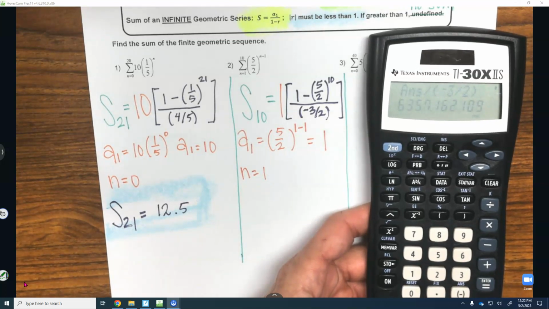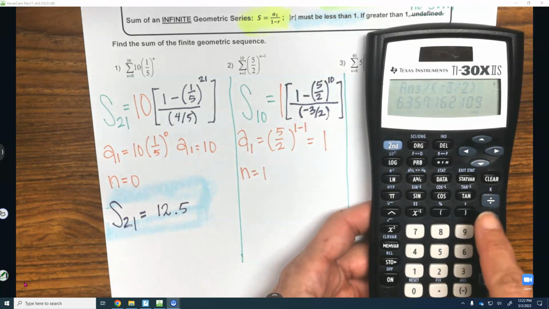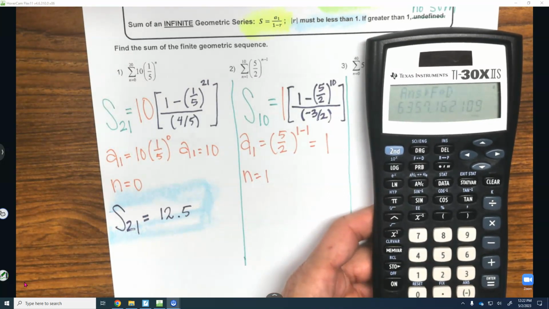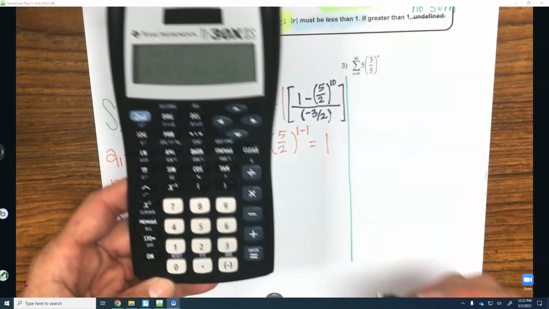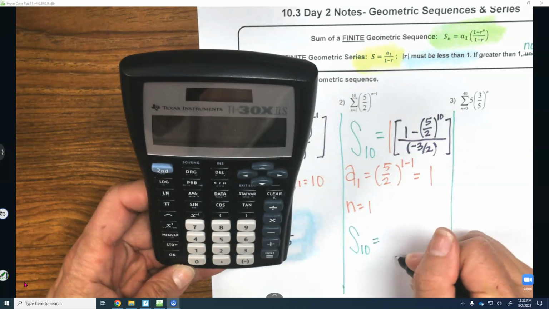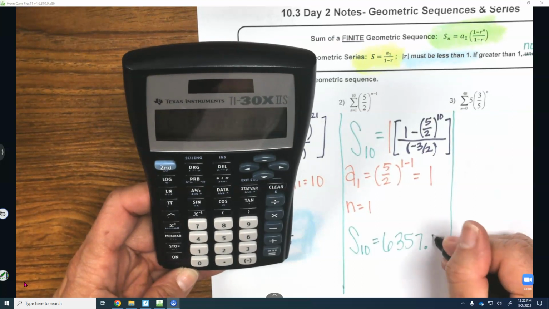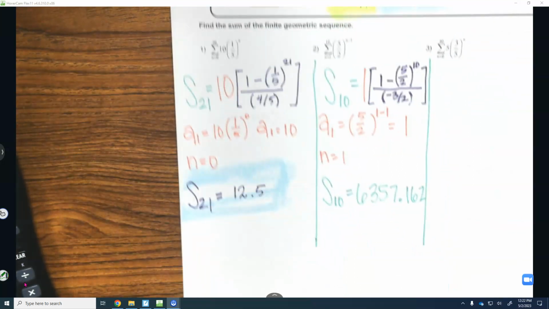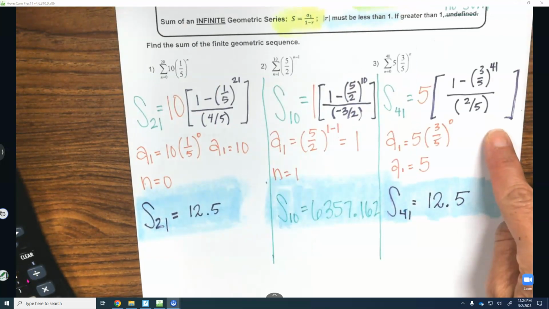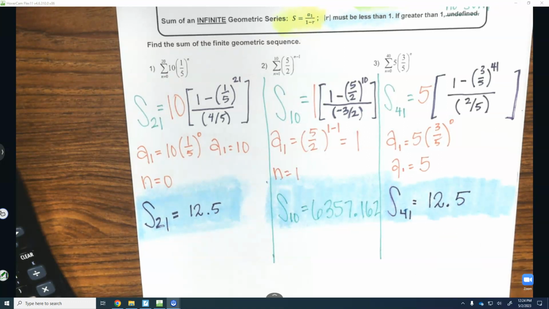Now listen, earlier today I did try to convert this to a fraction because we do want exact answers. But when I hit second PRB and hit enter, it doesn't do anything, so I'm stuck with that form. So the total for this, when we add up all 10 of these numbers, we're going to get 6,357, and we're just going to have to round to 162 after the decimal point. All right, guys, just remember when you type this into the calculator, you get like 12.4999999. It rounds up to 12.5 for that.